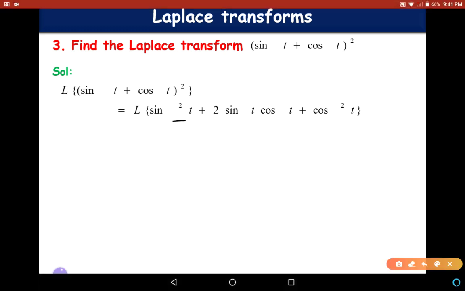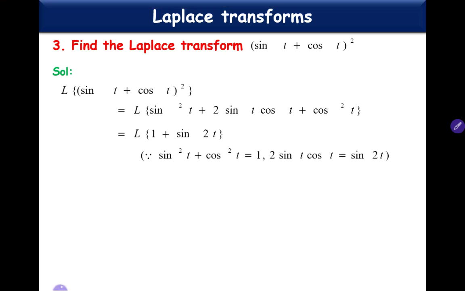And we know that sin²t + cos²t is 1, and 2 sin t cos t can be written as sin 2t. So now this becomes L of 1 + sin 2t, because sin²t + cos²t is 1 and 2 sin t cos t is sin 2t.